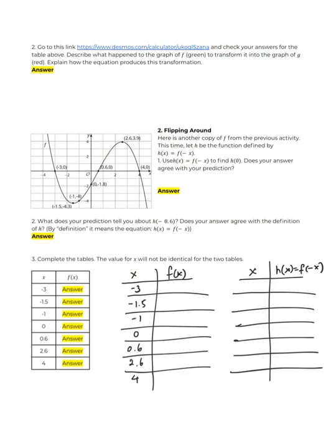Go to this link and check your answers, describe what happened to the graph. We know that it's going to be reflection across the x-axis. You can think of reflection across the x-axis as flipping it upside down.